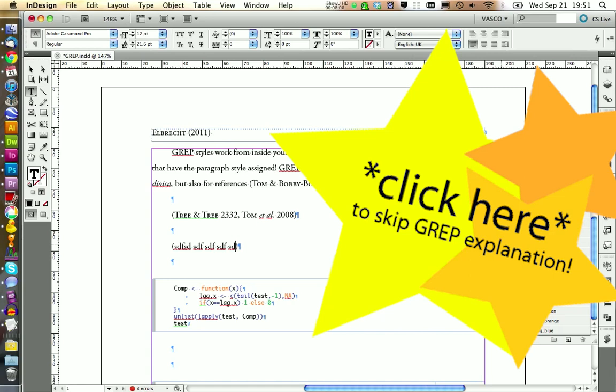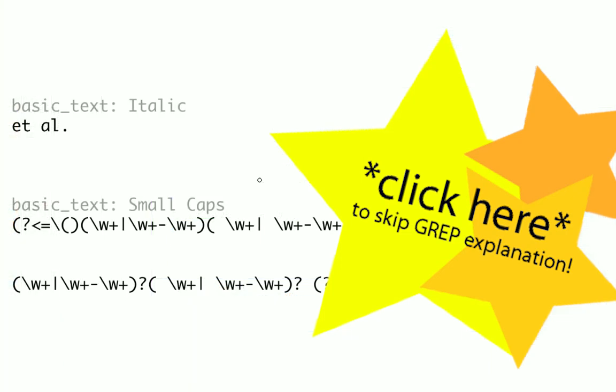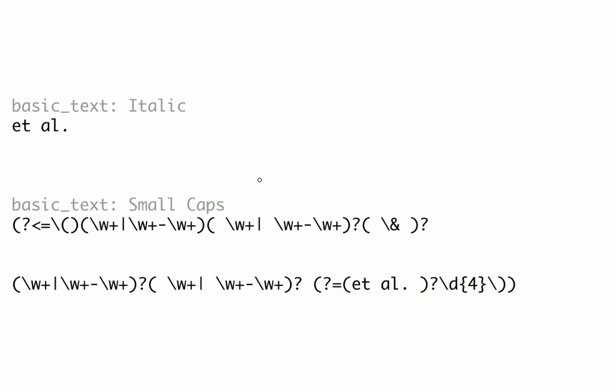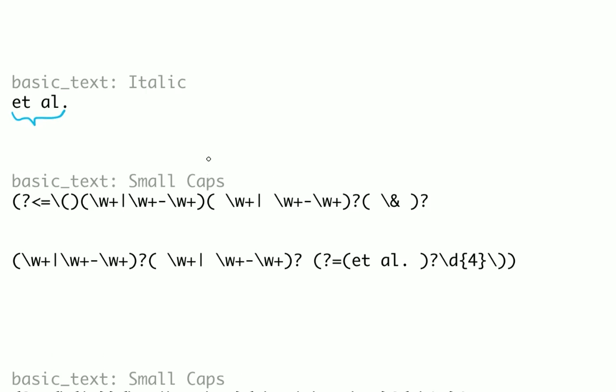Now it's time to look at the details of the GREP styles we are using in our basic text. I just want to warn you, this can get quite complicated. But we start easy with the first one. Et al. is the thing we're looking for, and we want every et al. in the text to be italic, so we just write et al. and a point in our GREP style, and that's basically it. Then we can go on to the next one.